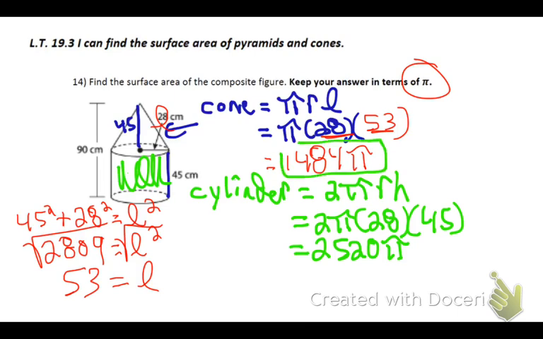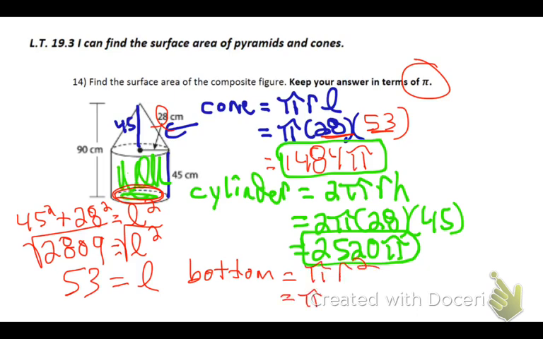Okay, so we have the cone, we have the cylinder. The other thing that we have is the bottom of the cylinder. The bottom of the cylinder is just a circle, but it would be exposed as well. So the bottom is going to be pi r squared, and that's pi times 28 squared. All right, so 28 squared is 784.